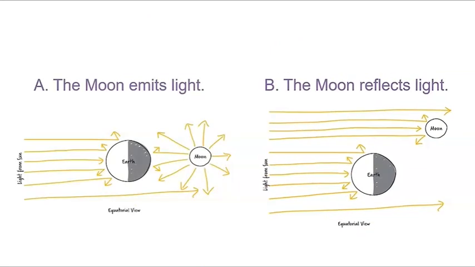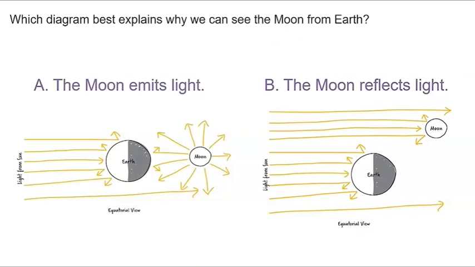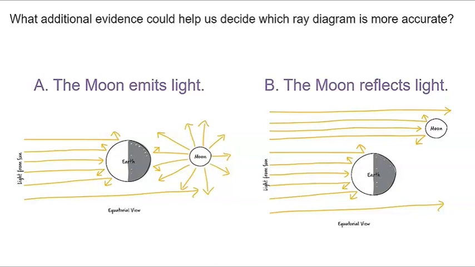So which of our diagrams is more accurate? Which diagram best explains why we can see the moon from Earth? Why? Both models look like they could be accurate, don't they? I think we need more information before we can answer this question. What additional evidence could help us decide which ray diagram is more accurate? Hey, maybe if we could see images of the surface of the moon, we might be able to see if it emits its own light. One of your tasks at the end of this lesson will be to draw the diagram that represents why we can see the moon.